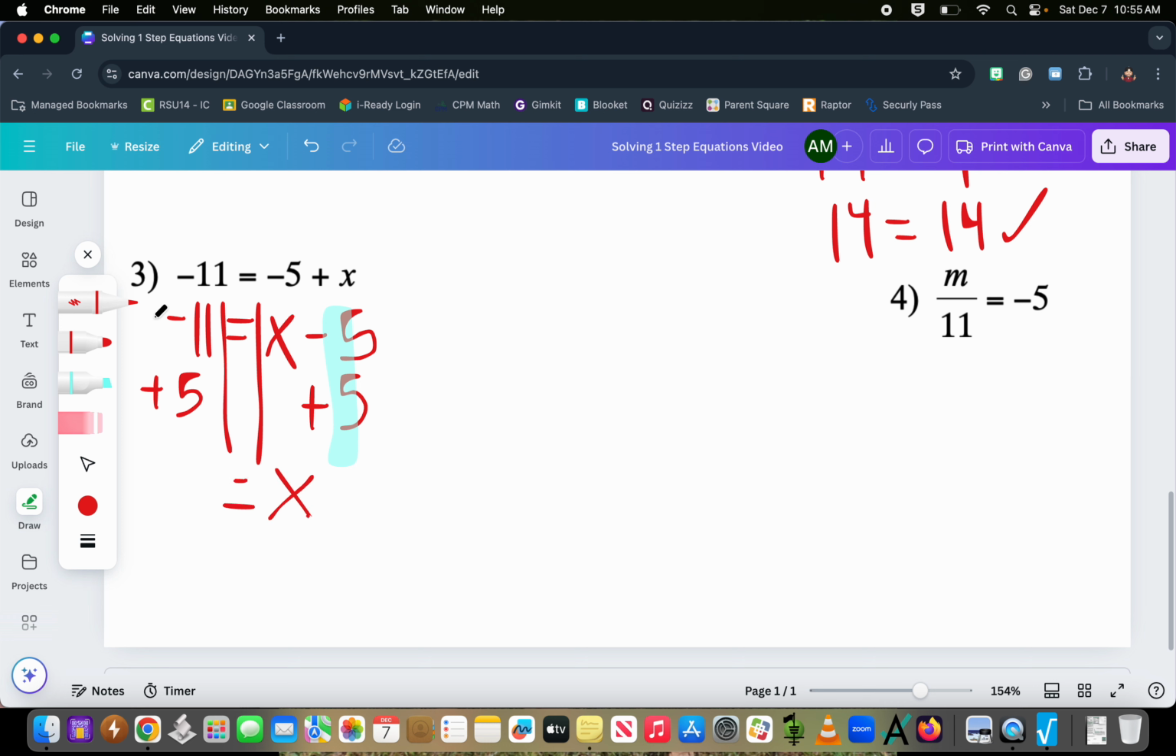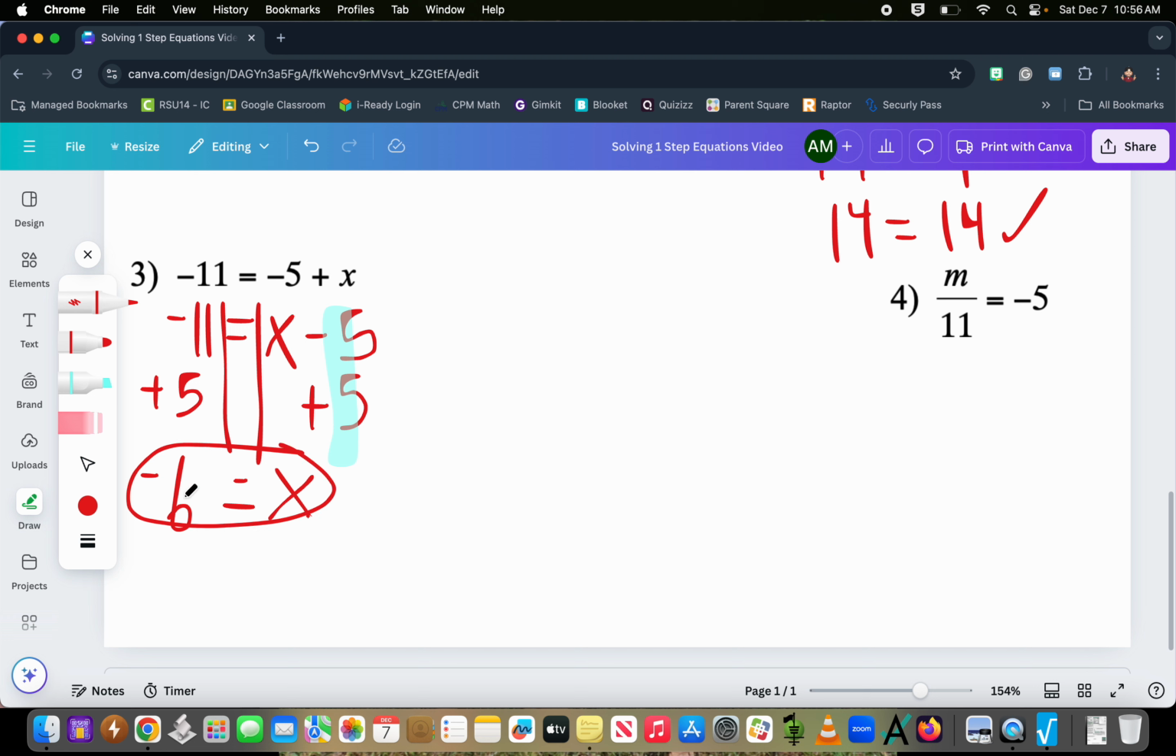On the left side, this is where paying attention to signs is important, we have to be careful. So we have negative 11 plus 5. We have two integers with opposite signs, and when we have opposite signs, we subtract the two numbers. So 11 minus 5 is 6. To figure out whether it's positive or negative, I ask which of these two numbers is furthest from 0? In this case, negative 11 is furthest from 0. So our answer is going to be negative 6.